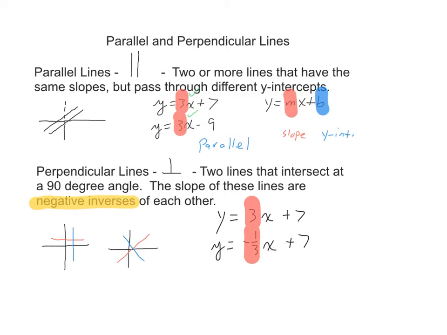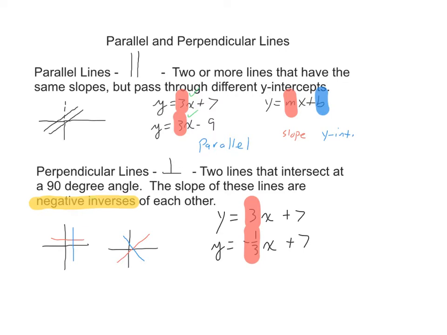Now, something that's interesting about perpendicular lines, you notice parallel lines had to have different y-intercepts. Perpendicular lines do not have to have different y-intercepts. They can be the same. They don't have to be. They can be different y-intercepts.